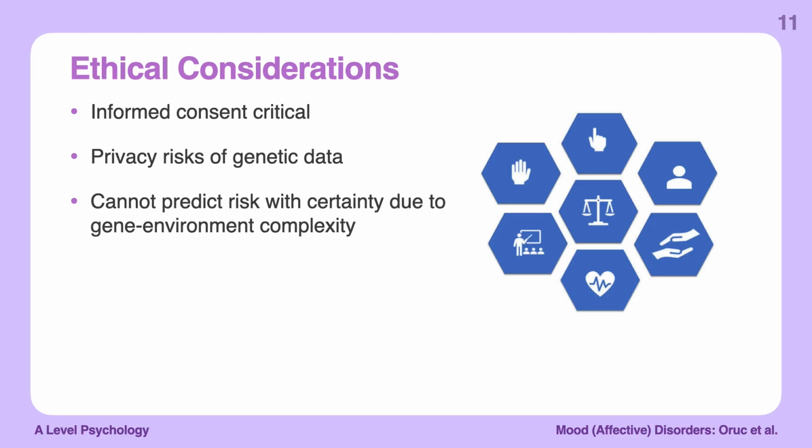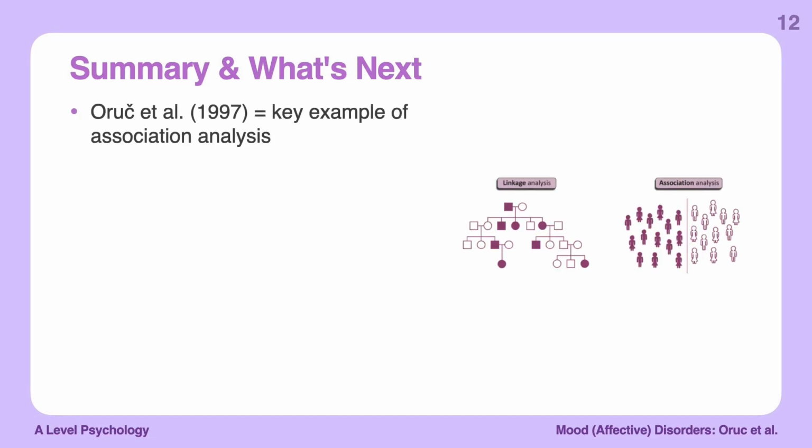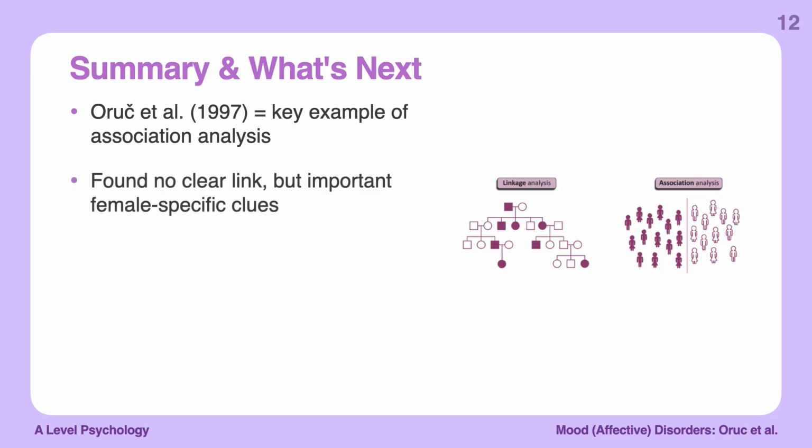So let's see how it connects to what we'll study next. So let's wrap up what we've learned from this study and see where we're heading next. Oruc and colleagues' 1997 study is a key example of association analysis in psychiatric genetics. It shows you how researchers actually go about looking for genetic links to mental health conditions. They found no clear link overall, but discovered some important female-specific clues. This reminds us that genetic effects might be more complex and specific than we initially thought.